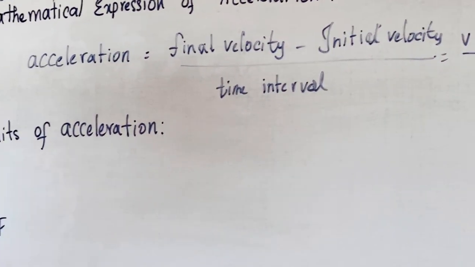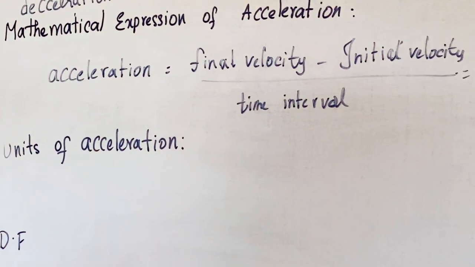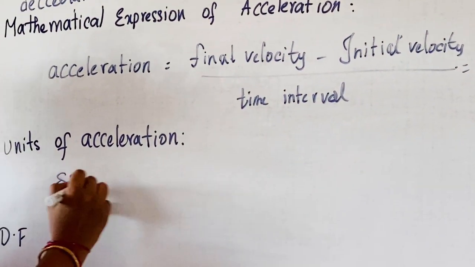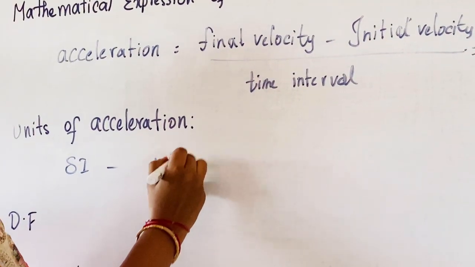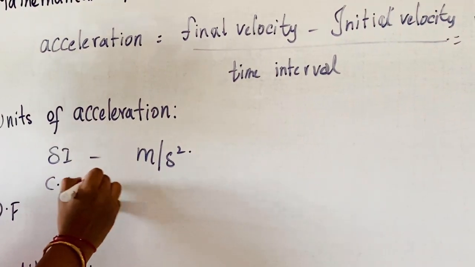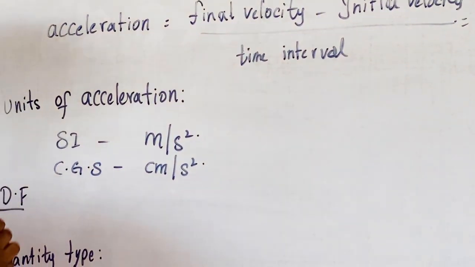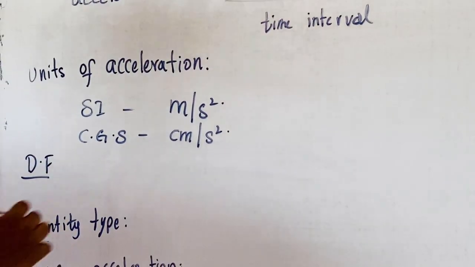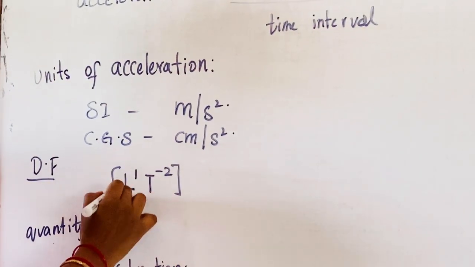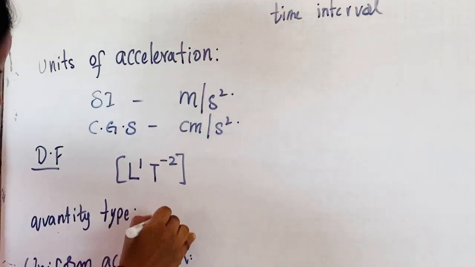Now we are seeing the units for acceleration. As all of us know, acceleration is nothing but velocity by time taken. Its units in SI system are meter per second square. In CGS system, its units are centimeter per second square. Now the dimensional formula for the acceleration is L power 1 T power minus 2. The type of this quantity is vector quantity.